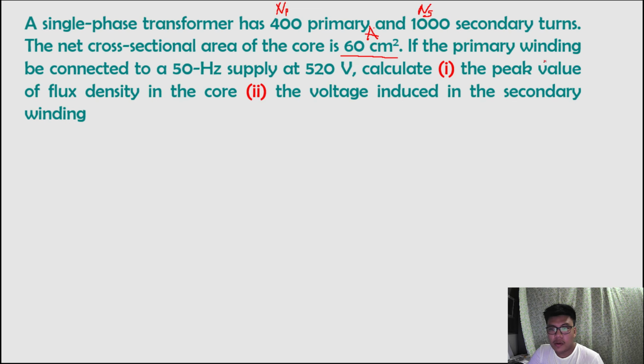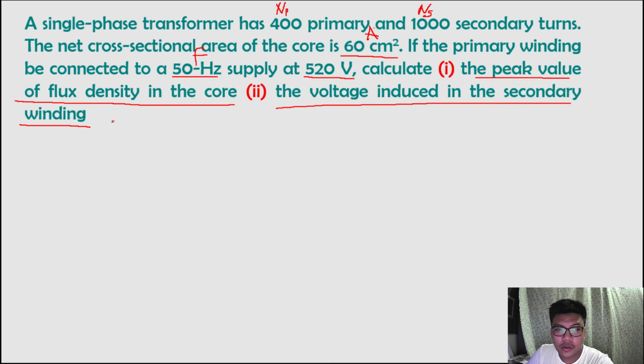Okay? If the primary winding is connected to a 50 Hz supply, so this is the frequency, at 520 volts, so this one, ano to? So ito ba ay V sub P or E sub P? Terminal voltage ba? So common sense, terminal voltage yan. Pero walang given na E sub P. Tama? So pwede natin isolve, ano? Kaya lang, paano natin isosolve? So, ang isosolve natin, the peak value of flux density in the core. So, yung flux density, so yung B sub M ang hahanapin natin una. The voltage induced in the secondary winding, yun yung pangalawa. Ano daw yung induced voltage or yung E sub S?